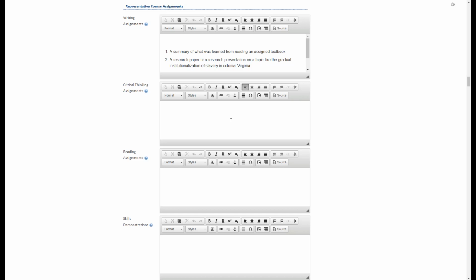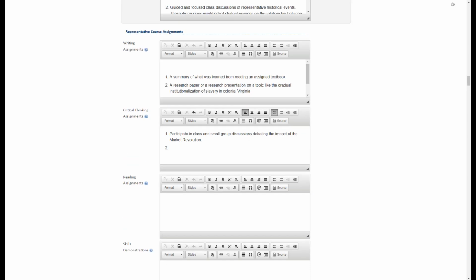An example of critical thinking assignments for our U.S. History course would be participate in class and small group discussions debating the impact of the market revolution. A second example would be compare and contrast the political and social cultures of the antebellum northern and southern states.